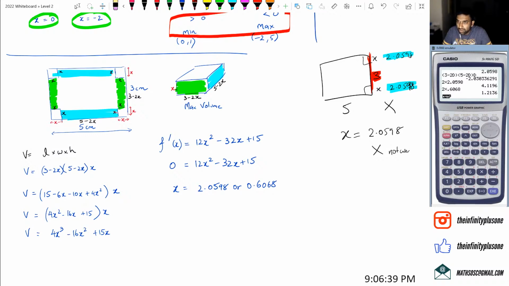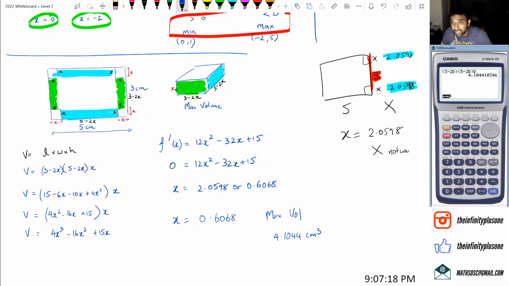So now that we know why this is, we can actually say x equals 0.6068, and then the maximum volume is going to be, I am going to put 0.6068 as alpha D. Basically I'm storing it. Then I'm just going to go back to this equation, press enter, and there's my volume. That's the maximum volume this particular thing is going to have.